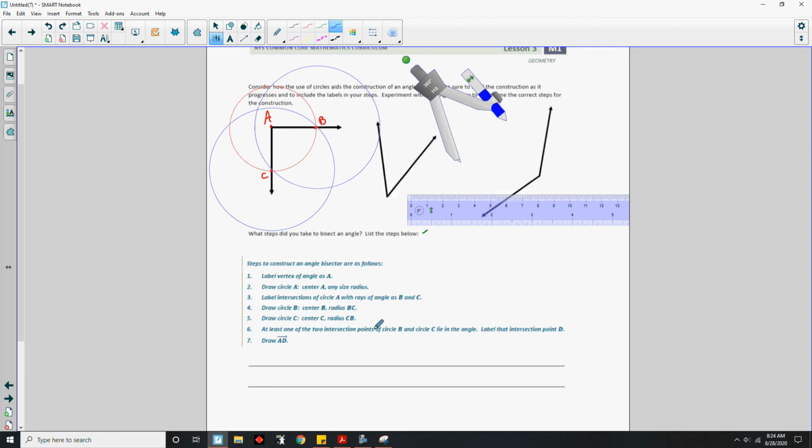So at least one of the 2 intersection points of circle B and circle C lie in the angle. Well, at least one, at most one, because this is not in the angle in this case. I guess if you made a bigger angle or smaller angle, there's always going to be one outside. So I don't want this point intersection here, but I could use it. So if I did use this point here and this point here and draw a ray AD, so they're not saying to draw a line, so I won't use that other point. It says now draw ray AD.